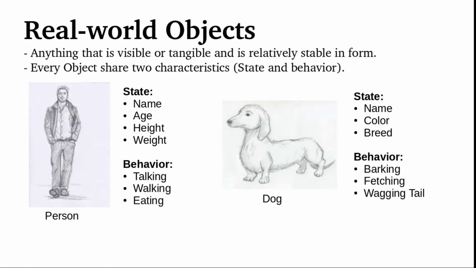Take a person for example. Their state could be name, age, height and weight. And behavior could be the way they talk, walk or eat. Let's take another example, say a dog. Their state could be name, color, breed, and behavior could be the way they bark or wag their tail.